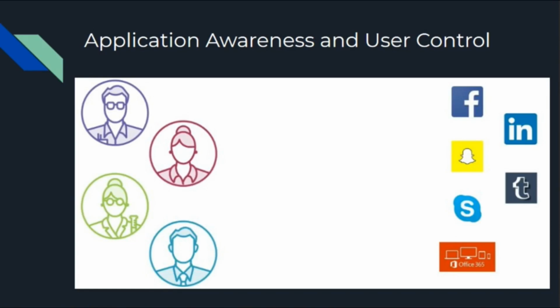Application awareness and user control: when we are looking at a user on the inside of our network who is trying to access the outside network, what can application awareness do here? For example, one of our engineers needs to get access to Facebook, LinkedIn, Skype or Office 365, but maybe is not allowed to access Snapchat or Tumblr, because they are more private or more personal.